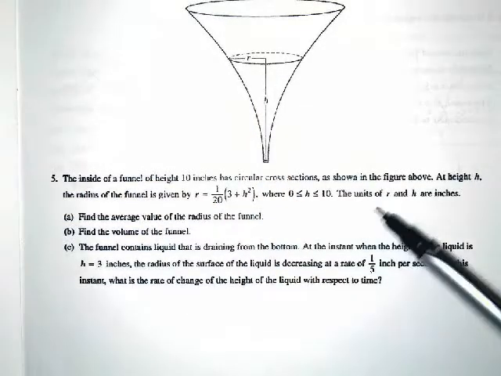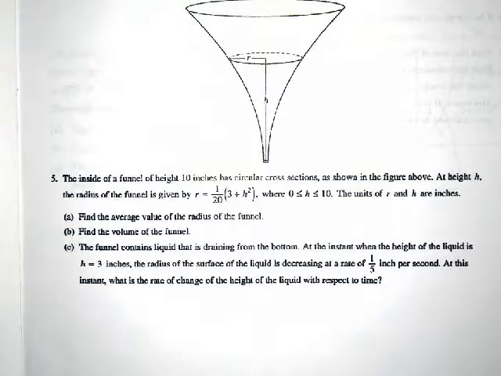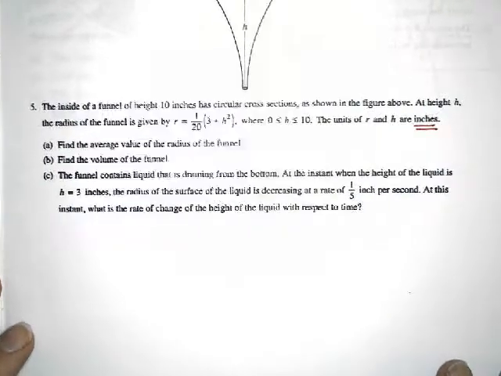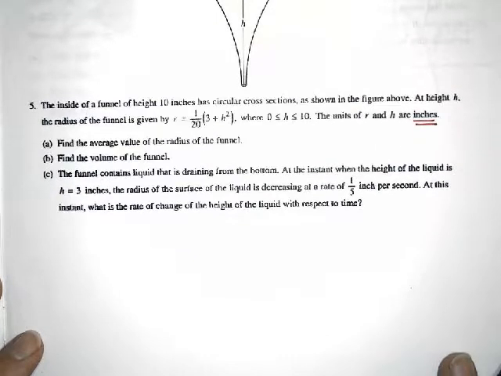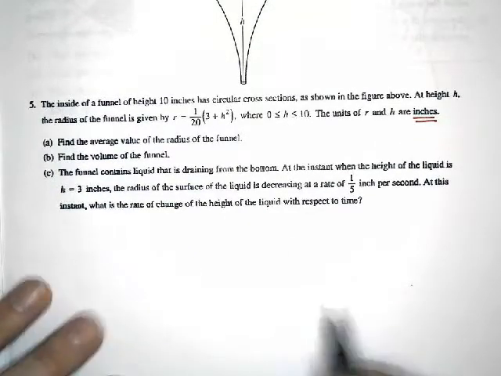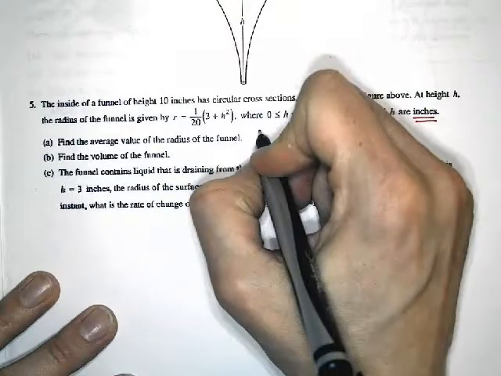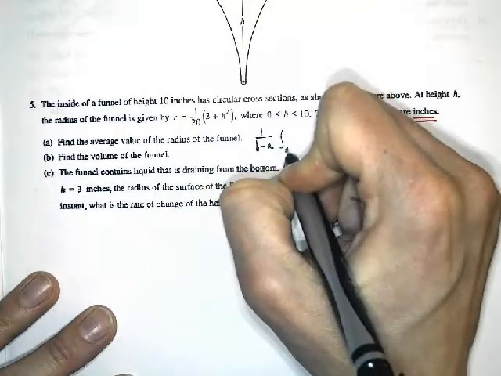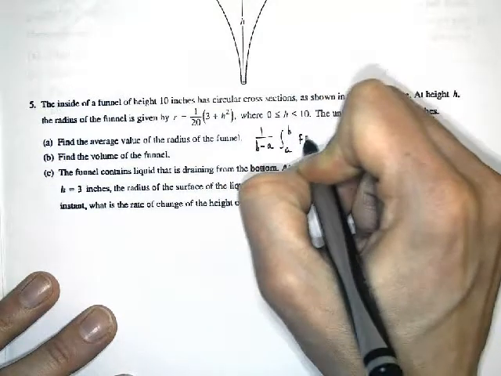Okay, and it's telling us the units of r and h are inches, so we're going to want to make sure that we include those units in our answers. So for part A, all it wants is the average value of the radius of the funnel. Well, we know how to find the average value. Remember, the average value is just 1 over b minus a times the integral from a to b of whatever function we have.